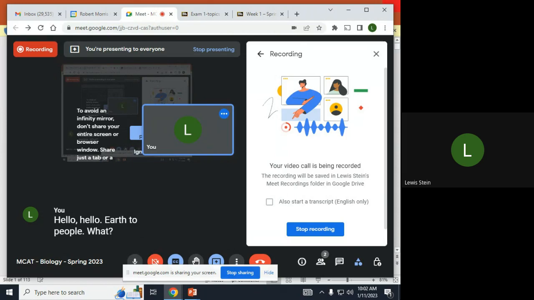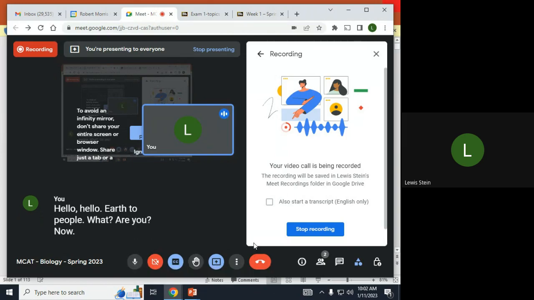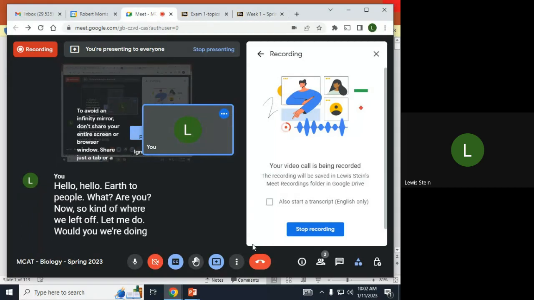Ready to go. Now, so kind of where we left off. We're doing micro. A quick review for micro, and they sort of spell out the stuff on what you need to know. But to me, I'm going to try to highlight micro over today and Friday, what I think are the relevant things from an MCAT perspective.